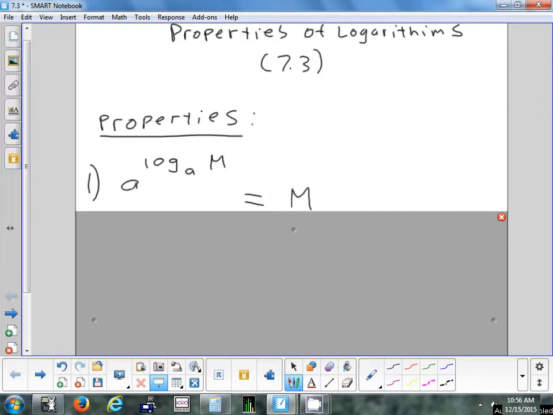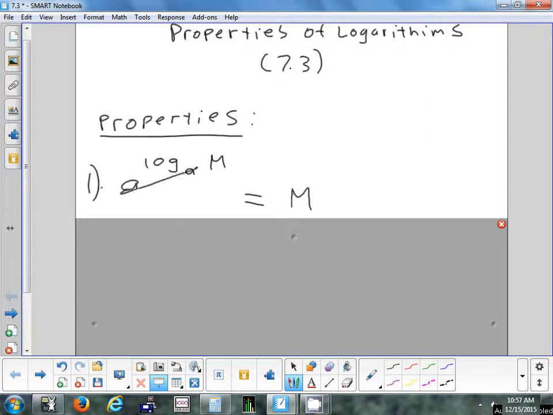All right, so these first four properties we're going to look at are basically patterns to recognize. And when these special patterns come up, a lot of things are going to cancel out, and the answer just comes out very nice. All right, so this says a raised to the log base a of m equals m. So anytime that the base on my exponential and the base on my log match, they cancel each other out. This part kind of disappears. And the only thing that's left, the answer, is whatever is right there.